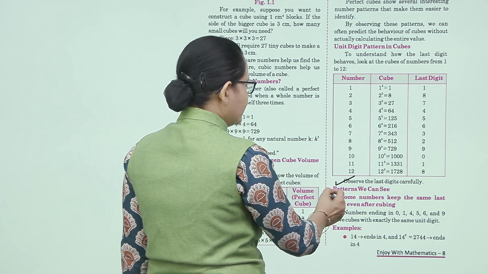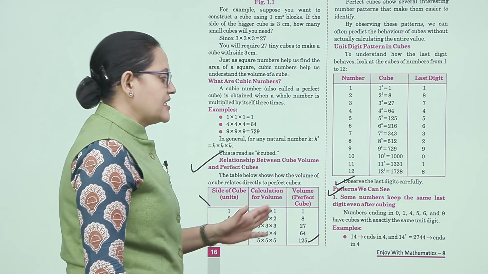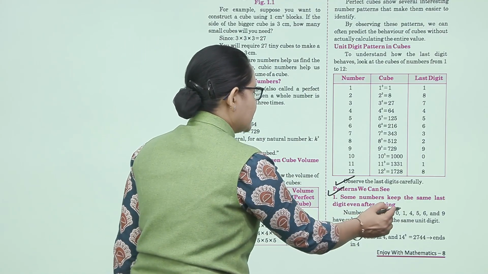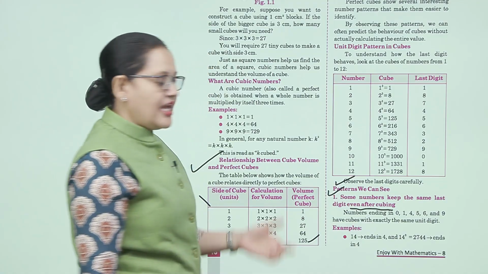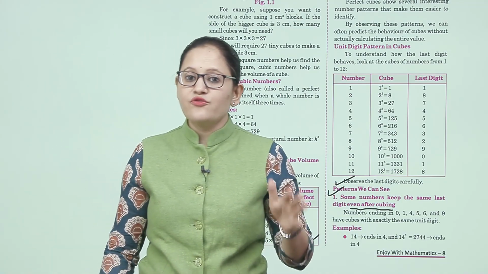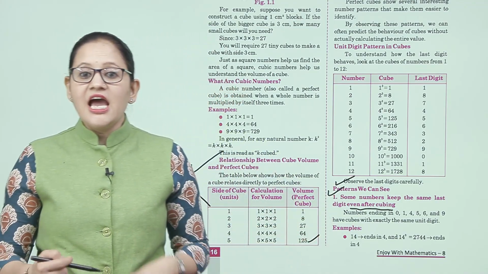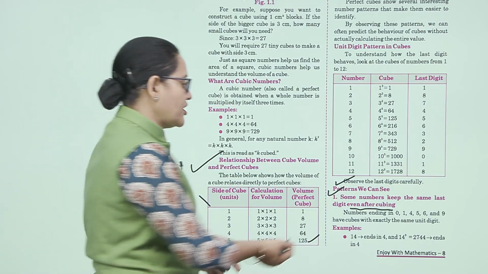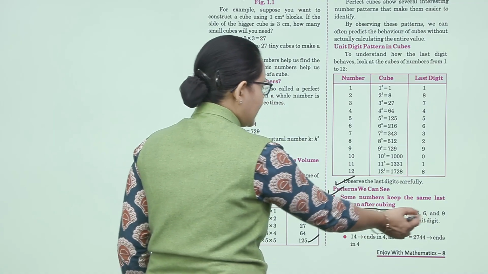Observe the last digit carefully. Pattern we can see: some numbers keep the same last digit even after cubing. Numbers ending with 0, 1, 4, 5, 6 and 9 have cubes with exactly the same unit digit. So their cube's unit digit is the same as the number.